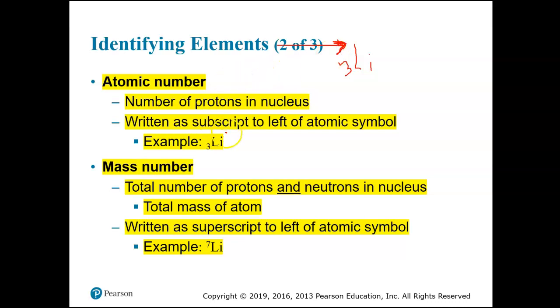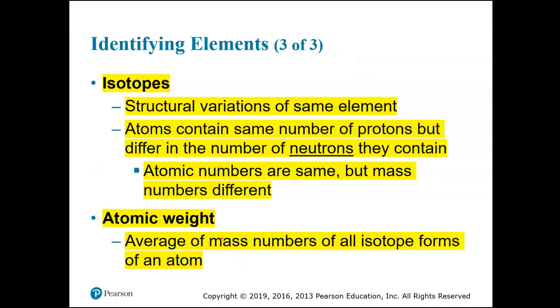And you just combine these two, I guess. But the mass number is the number of protons and neutrons, and the atomic number is just the number of protons. So the mass number usually is larger. With hydrogen, it's not larger because hydrogen doesn't have any neutrons.